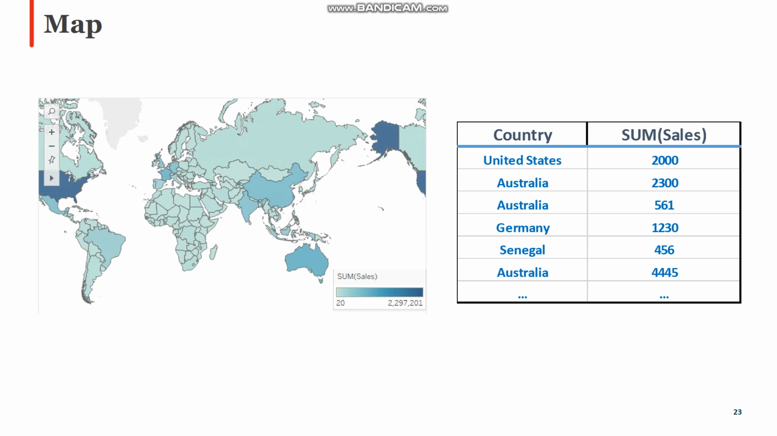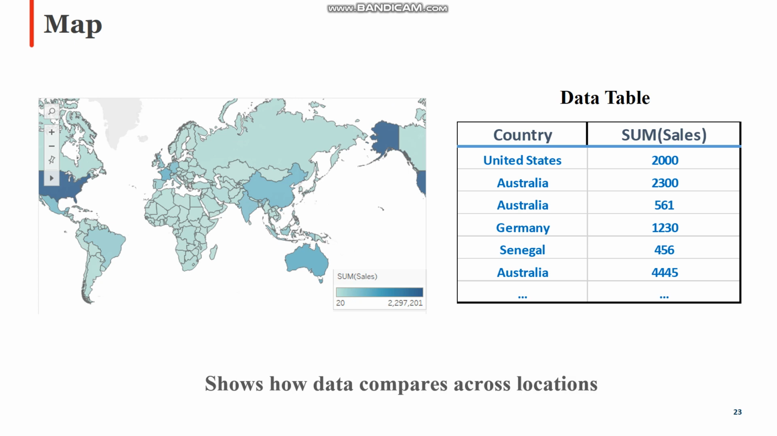Okay, so this is the underlying data table. We have one categorical data, that is the country, that can also be mapped to the geographical locations. Another column is the sales volume for that country. So once you created, the map view will be something like this.